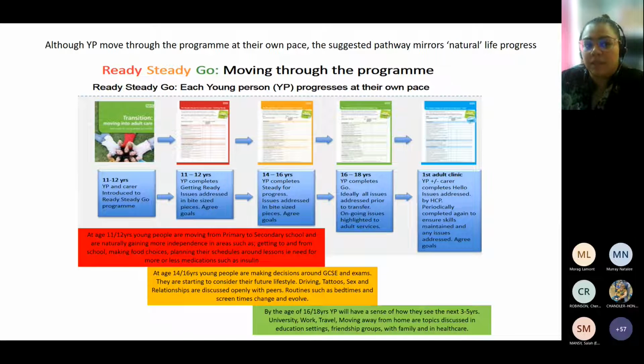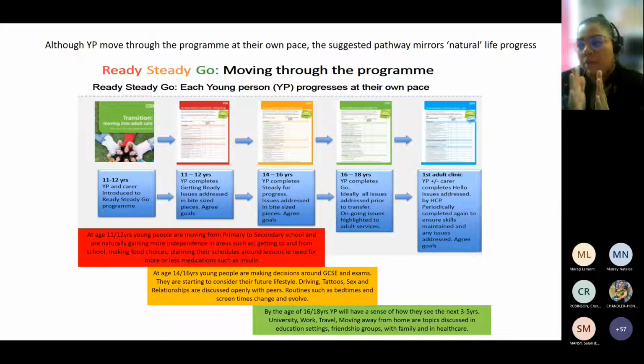So Ready, Steady, Go is a program that provides a pathway that I think we do try to mirror here at King's anyway. And this is what I was saying before about looking at where the young person is in their life in terms of what events are happening. You know, you're starting secondary school, then you've got your GCSEs, your A-levels, university, you're in adults. So you want to try and move responsibility of taking ownership of your care in conjunction with that.